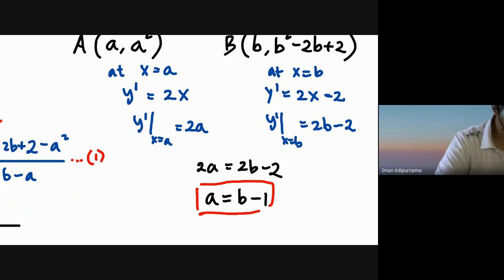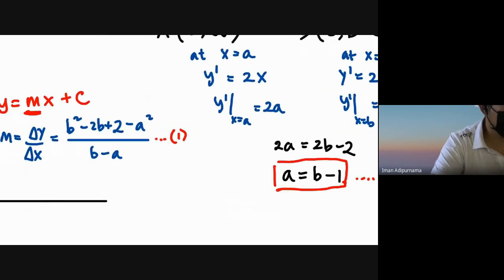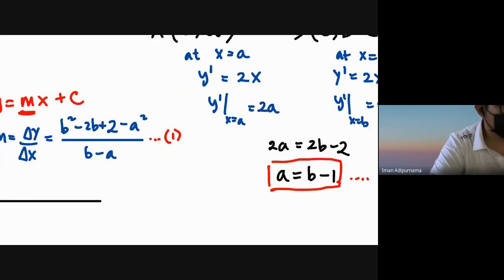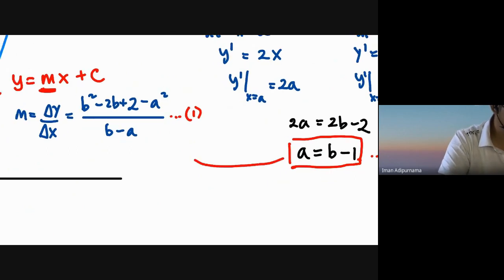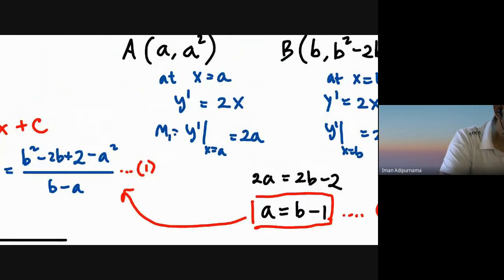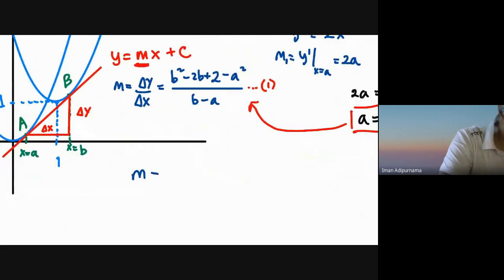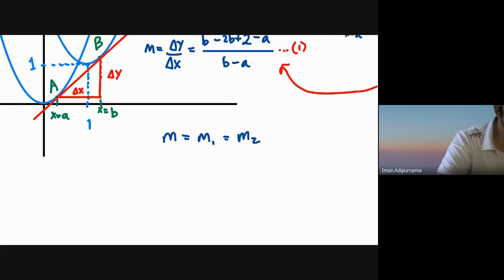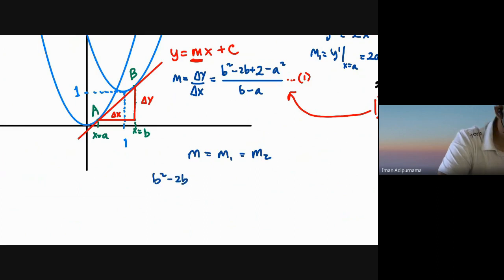Let's make this another important equation, so let's write it as 2. Now, to solve the whole equations, we need to solve both 1 and 2. And I think it's better just to substitute equation 2 into equation 1. Let's say this is m1 here, and this is m2 for a and b. We can write m equal m1 equal m2. So b squared minus 2b plus 2 minus a squared divided by b minus a is equal to 2a, which is equal to 2b minus 2.